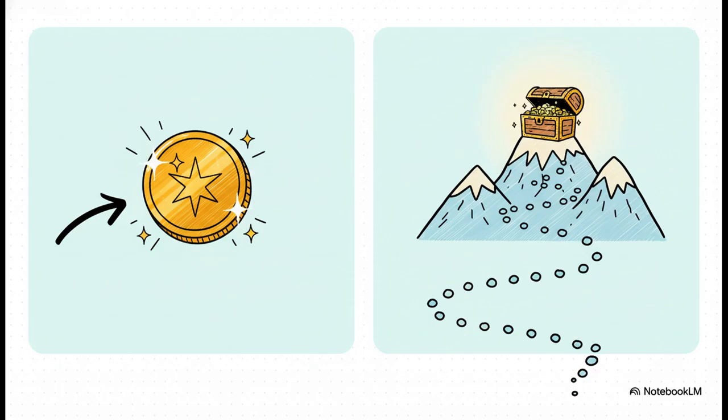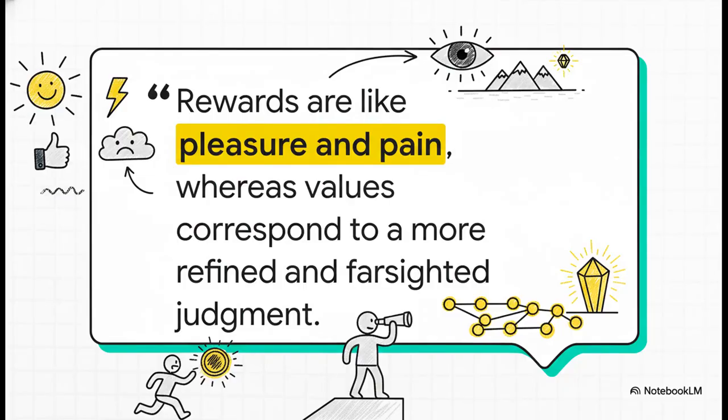But if that move leads to checkmate in 10 moves, its value is incredibly high. The real goal isn't to get the next reward. It's to be in situations with the highest long-term value. Yeah, I really like this way of thinking about it. Rewards are kind of like pleasure and pain. They're immediate feelings. But values are more like a wise, far-sighted judgment about what's truly good for you in the long run. An agent that just chases rewards is impulsive. An agent that maximizes value? Now that's a real strategist.